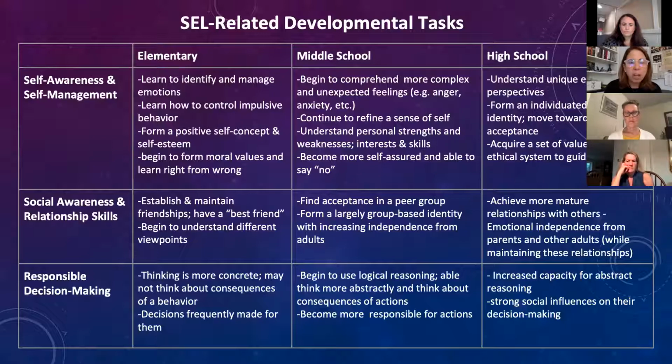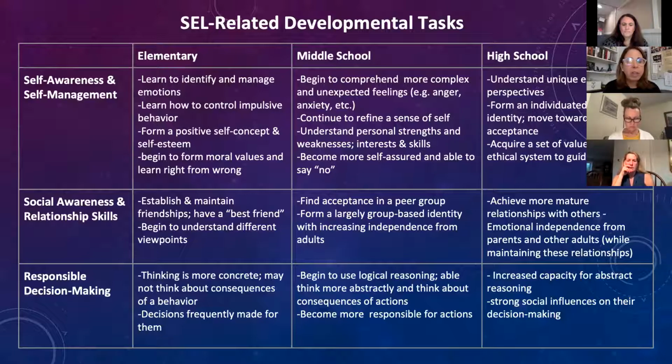In the social areas, kids in elementary school are making friends. They have a best friend. In middle school, they really want to fit in. They're defined by their peer group. So their identity is mostly group-based. They're starting to become more independent from adults in their lives. And then by high school, they're having more mature relationships. They're starting to date. They're becoming even more independent from parents and other adults.